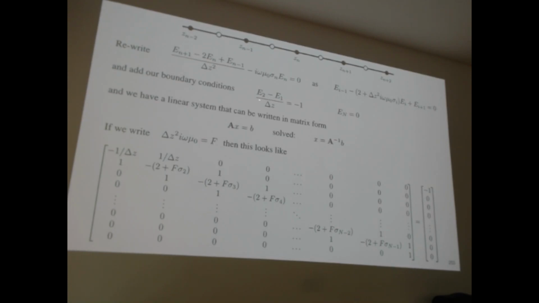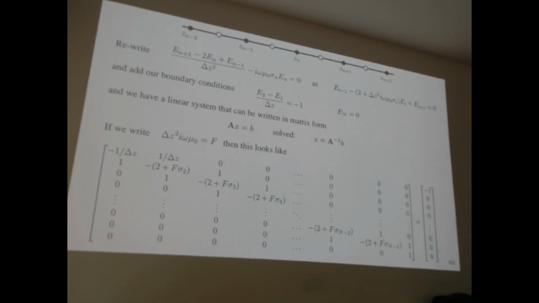Our boundary condition just becomes the difference between the surface and the next electric field divided by dz is minus 1. That's one boundary condition we use. And we know that the electric field at the bottom of our model has to be 0. That's the other boundary condition. So this is just a linear system, Ax equal b, which we can solve by inverting A.